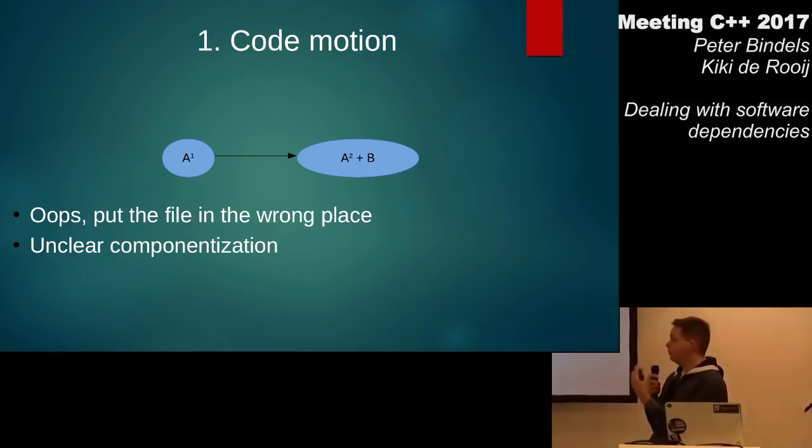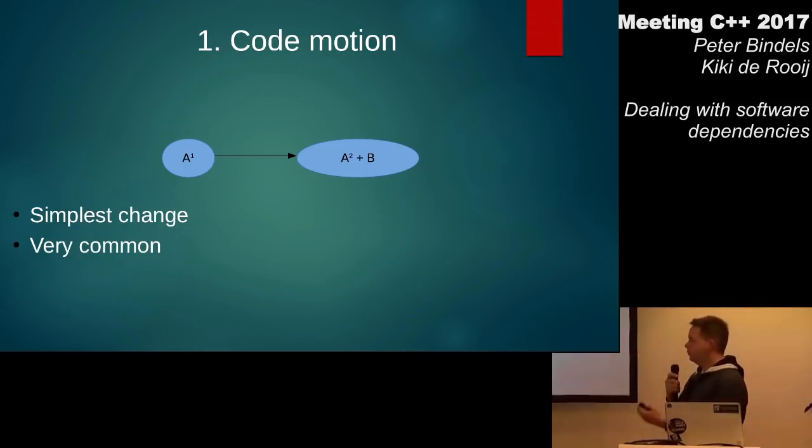This happens because we have unclear componentization. Somebody made a component and gave it a name, but didn't quite specify what should and shouldn't be in there. And just moving the file will fix it. This is the most common thing you can do, and in most code bases, this fixes about half the problems you have. Just take the file from the wrong place, put it in the right place.